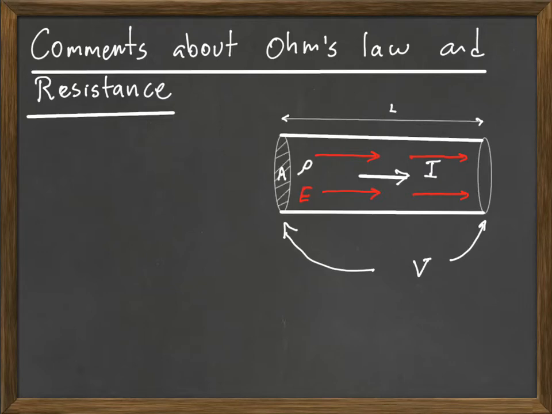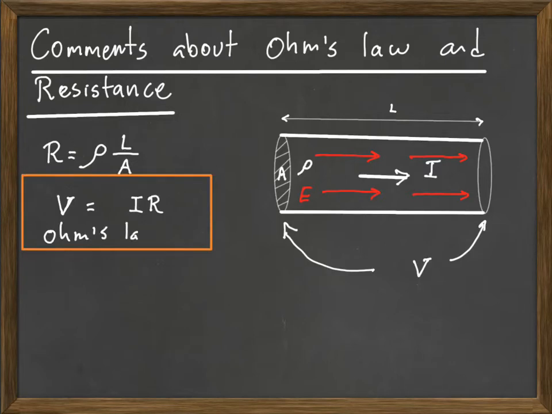The cross-section of the wire is A, and the resistivity of the material is rho. So one of the equations discussed was that the resistance is the resistivity times L divided by A. A second equation that we discussed in the previous video was V equals I times R, which was called Ohm's law. Let me start with that equation first.